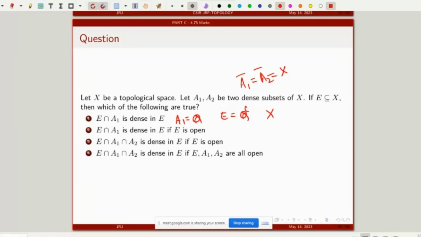In a similar way, can you eliminate some other option easily? Yes, C also. We can eliminate C because you can take A1 as Q and A2 as Q complement. So we can eliminate option 3 also. Now what remains is option 2 and option 4. Suppose option 2 is true. Can you conclude anything about option 4?